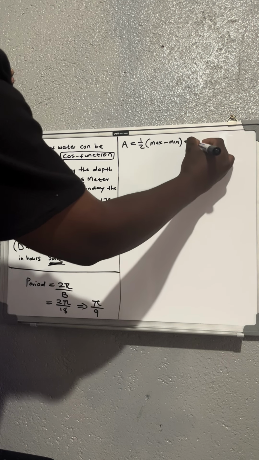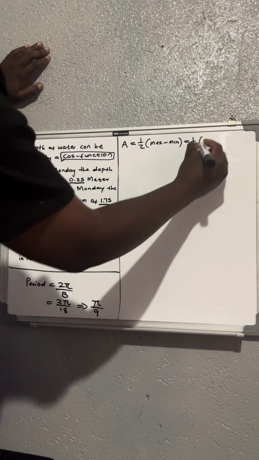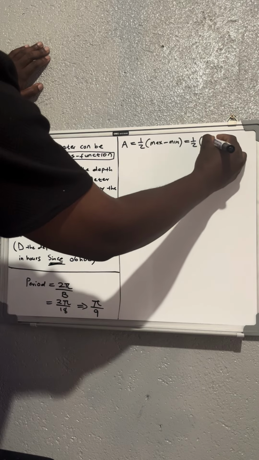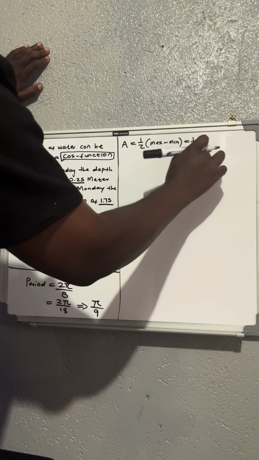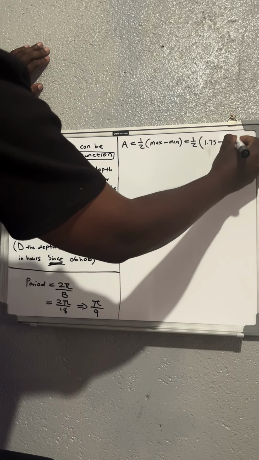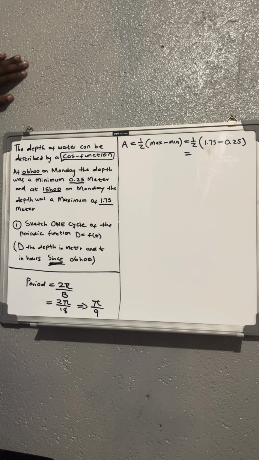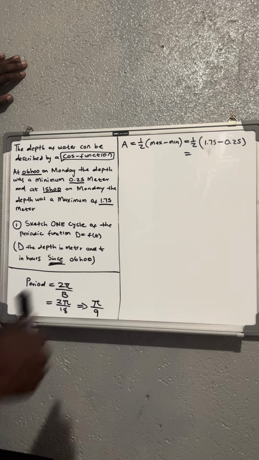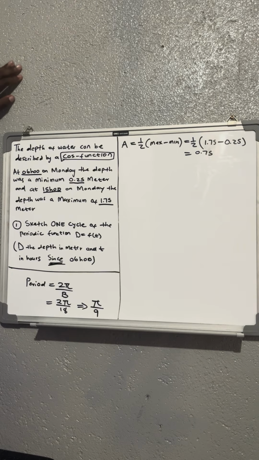This is the same as having half into, what is our max? 1.75. We have 1.75 minus 0.25. Then this gives us how much? It gives us 0.75.